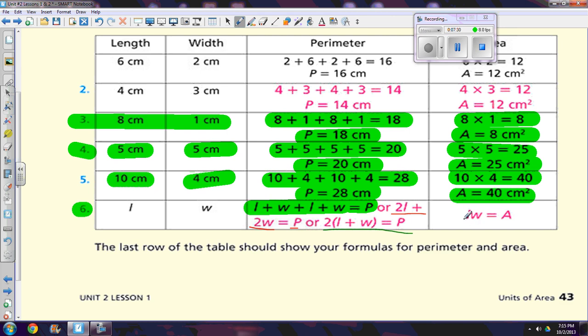And then for area, it's length times width equals area. Now again, it's L, W, and it's saying that whatever the length is, you multiply it by the width. Okay, you could also say L dot W as well equals the area.